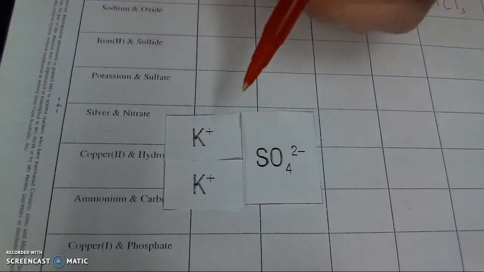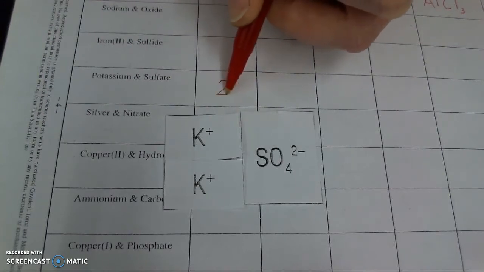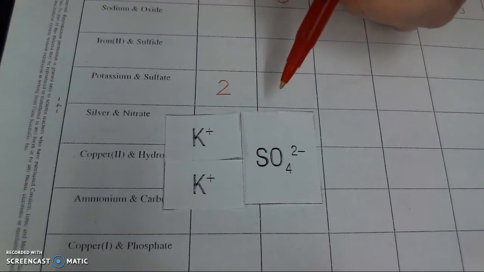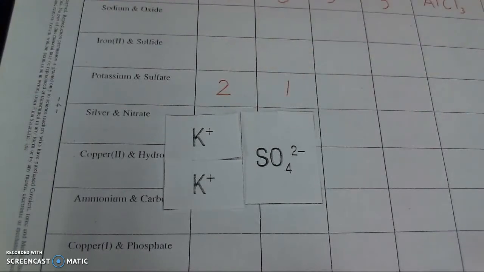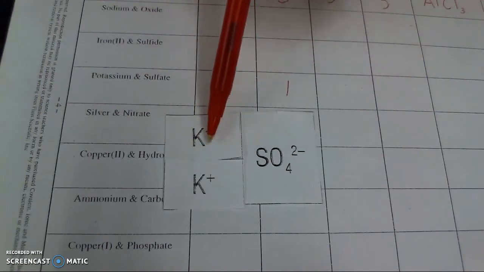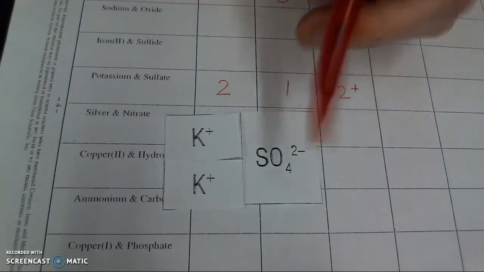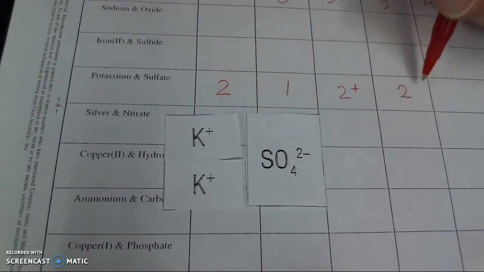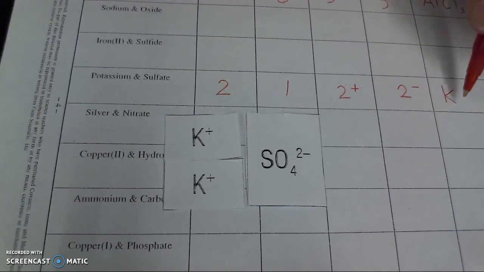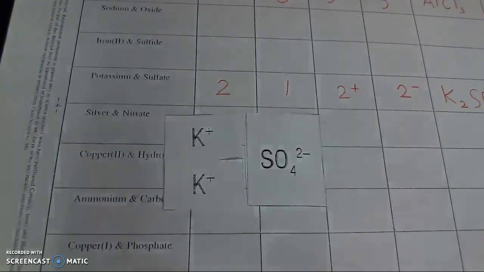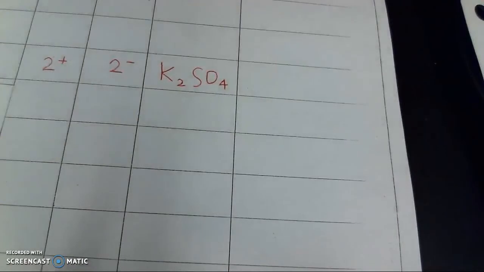All right, so for potassiums, I need to have a 2. There's 1 sulfate. The total charge of the positive is 2 plus. The total negative charge for this one ion is 2 minus. When we put it together, the number of potassiums is 2, so we're going to need to have a little subscript 2 there. And we're going to need to write the entire SO4. All right, so there's the formula.